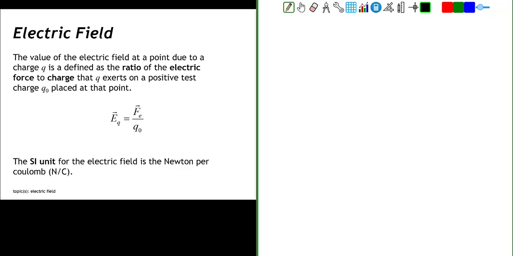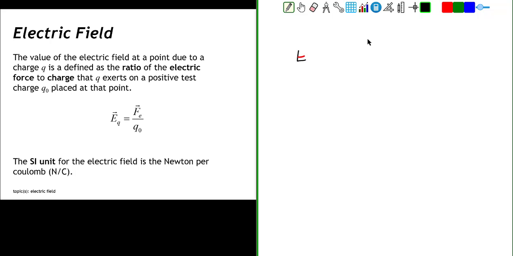The value of the electric field at a point due to a charge Q is defined as the ratio of the electric force that Q exerts on a positive test charge Q naught placed at that point, to the charge Q naught. Now remember, as we discussed earlier, the SI unit for the electric field is the Newton per Coulomb. Let's take a look at this.